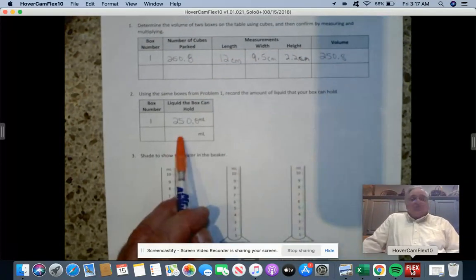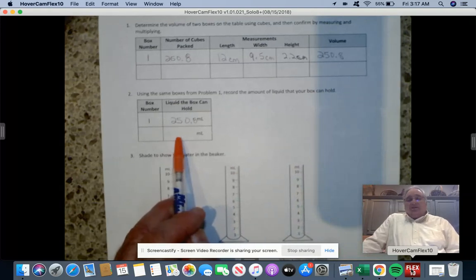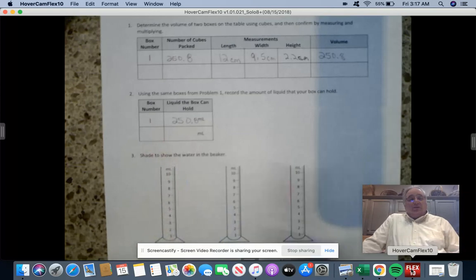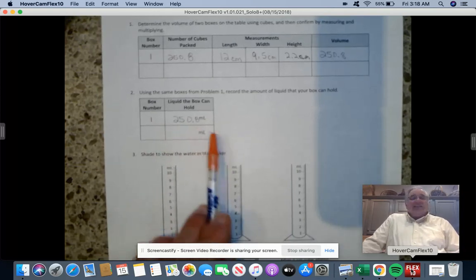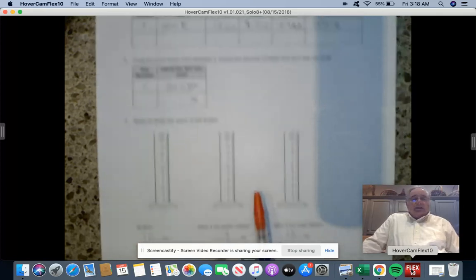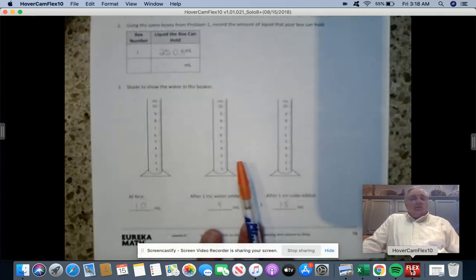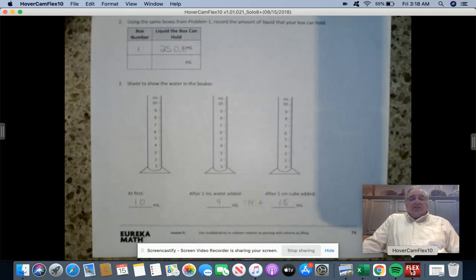And then when I put in the water that had been measured out, it fit perfect. I mean, it was right to the brim. And that was 250 and 8/10 milliliters. And to make sure that a cubic centimeter is equal to a milliliter, we did a second experiment.